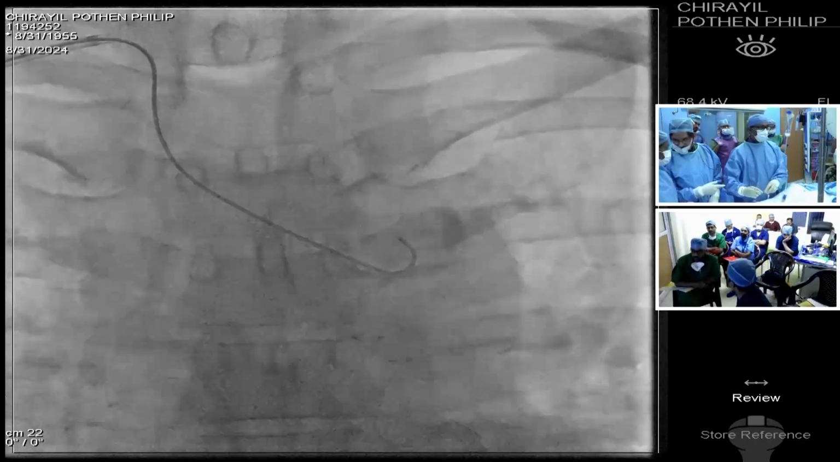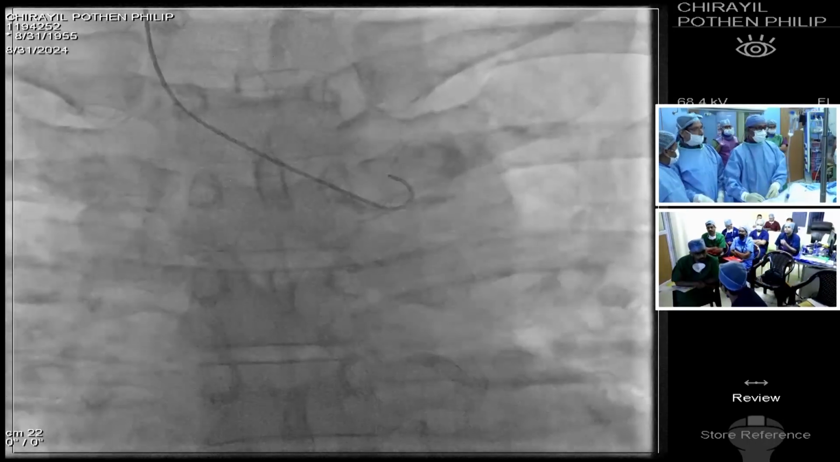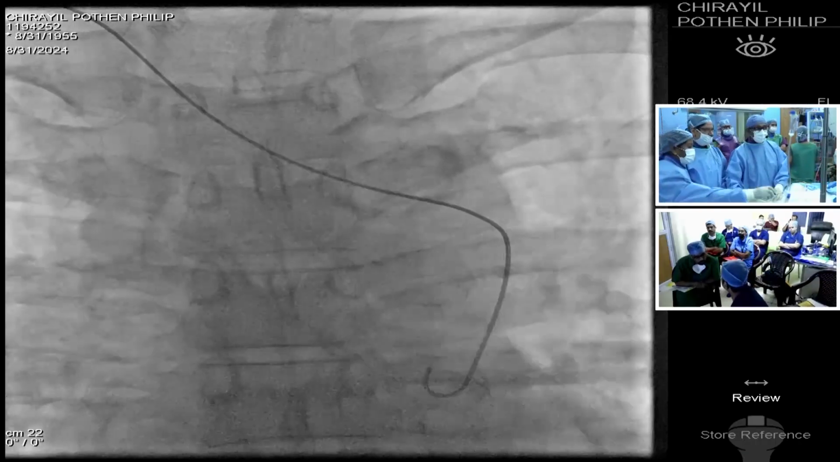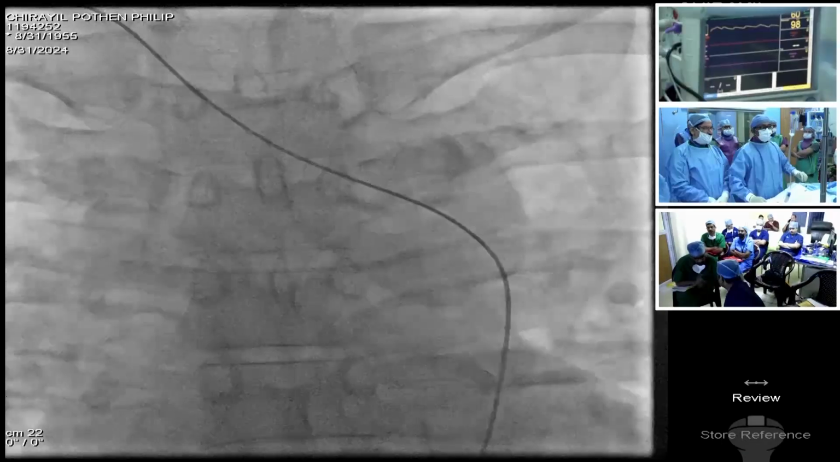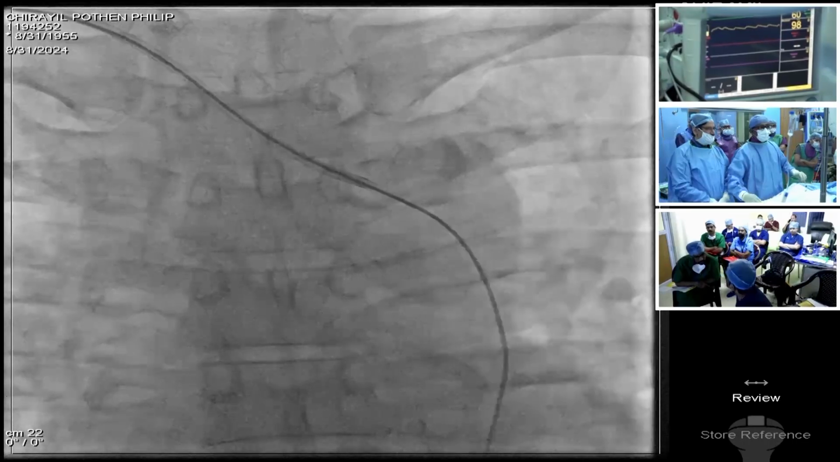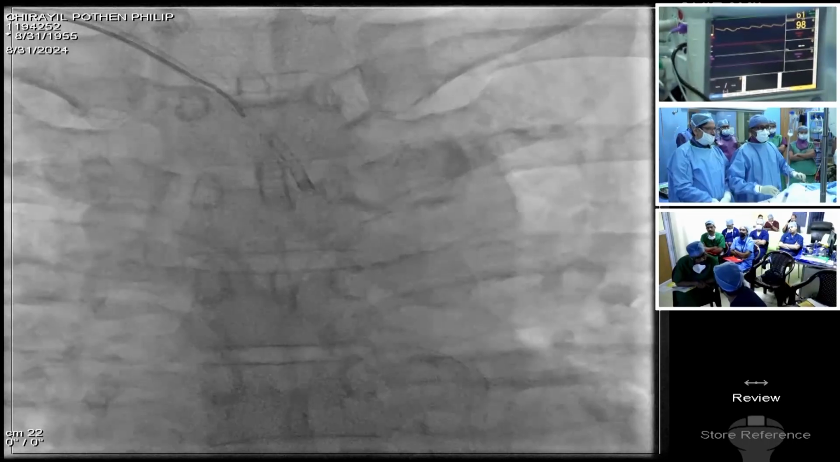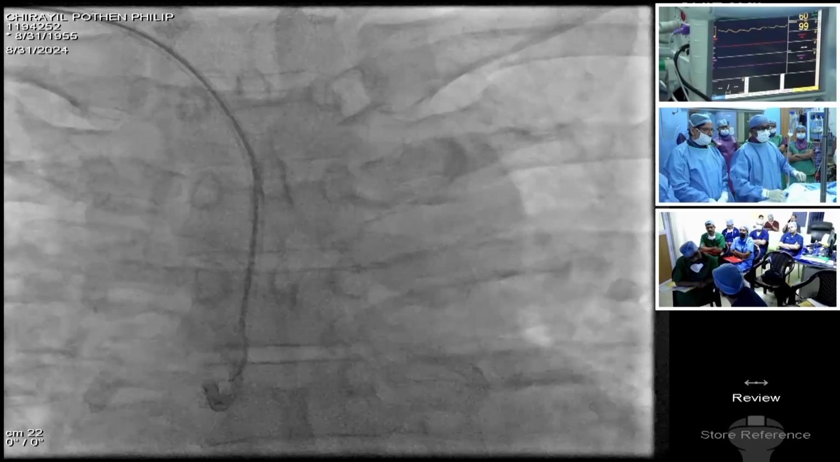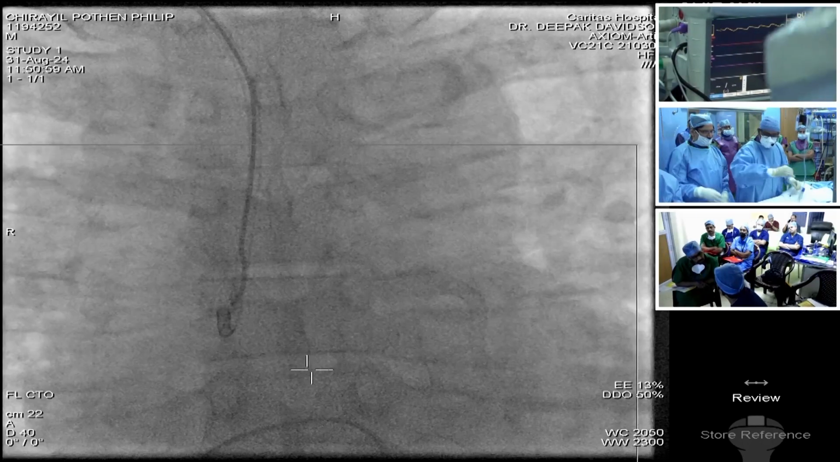The sheath is 6 French. We have a slender sheath in the radial, and then going with the 7 guide. That's the advantage, actually. Very useful.